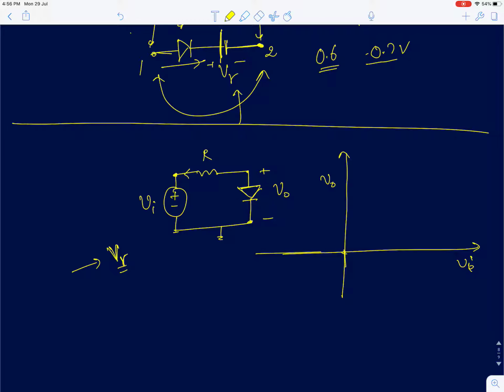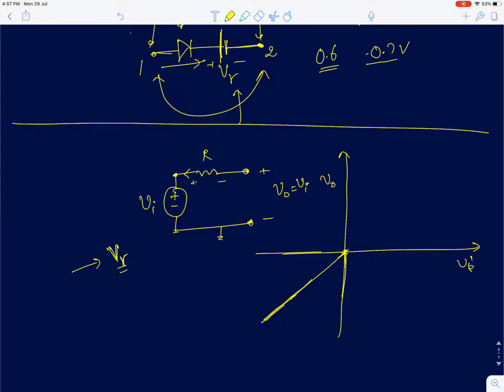Now I'll come back to the problem. In the reverse direction, the diode can be treated as an open circuit. Because the diode is an open circuit, the current flowing through the resistor is 0, right? I can just replace the diode by an open circuit, and V0 will simply be equal to Vi. So when your Vi is negative, your V0 will be equal to Vi.